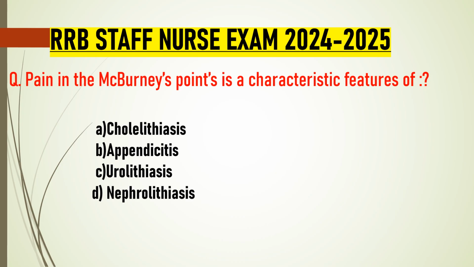Pain at McBurney's point is a characteristic feature of. Options are: option A, cholelithiasis; option B, appendicitis; option C, urolithiasis; option D, nephrolithiasis. So the answer is option B, appendicitis.